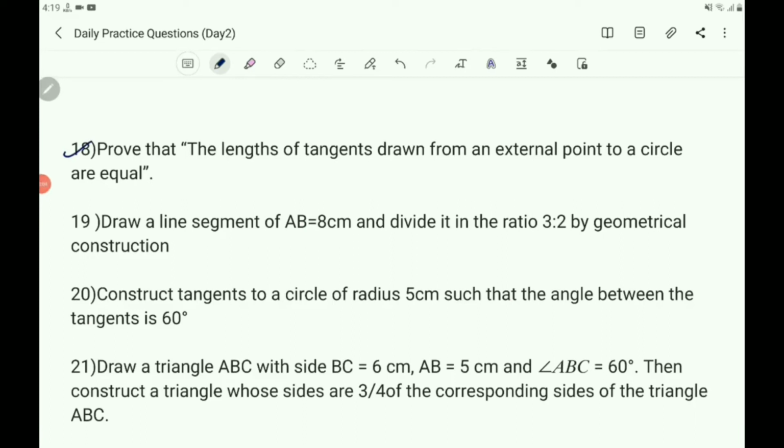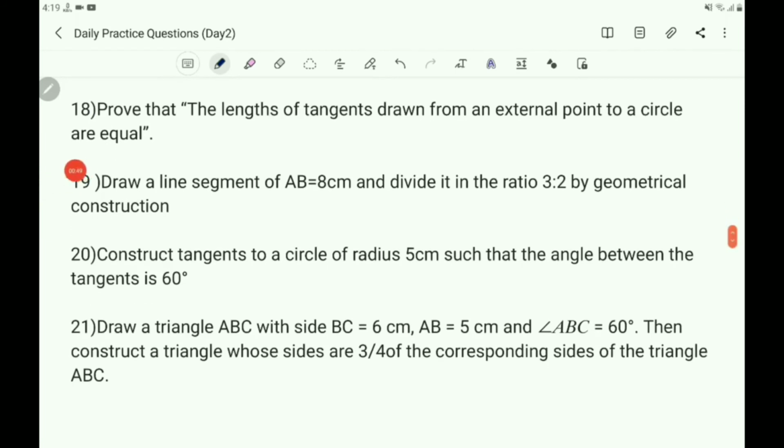Prove that the lengths of tangents drawn from an external point to a circle are equal. It is a theorem of the circle chapter, a theorem on the tangents from an external point to a circle. This theorem is already proved in the circle chapter, and also in the mathematics model question paper given by KCB and others. Here 4 question papers are solved, and if you go through that question paper, you will get the proof of this theorem. Also if you go through the circle chapter, you will get the proof. Go through the circle chapter or the model question paper to learn the proof of this theorem.